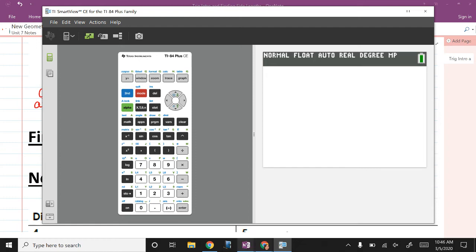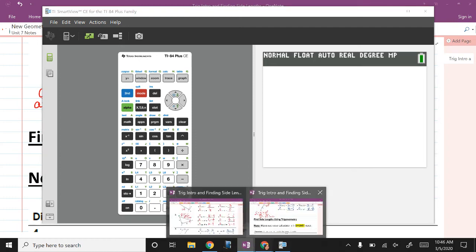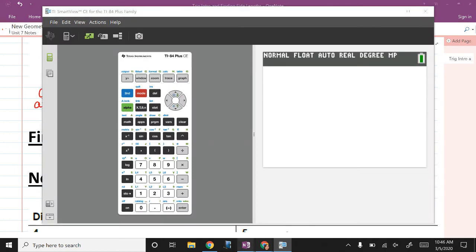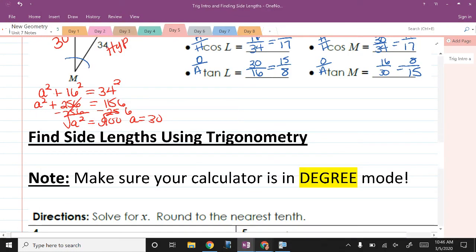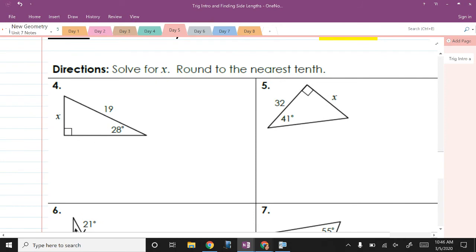So I'm going back to our notes. Let's look at a problem. Let's look at the back side, on number 4.